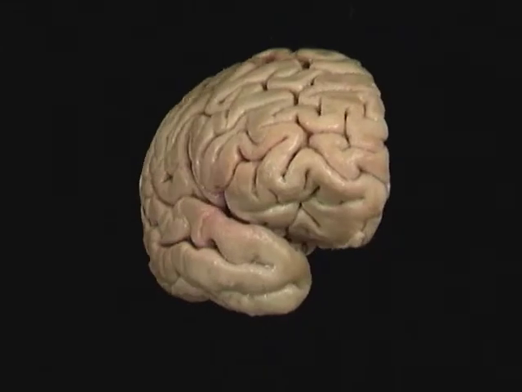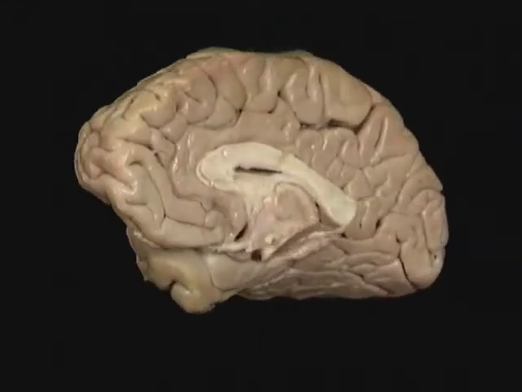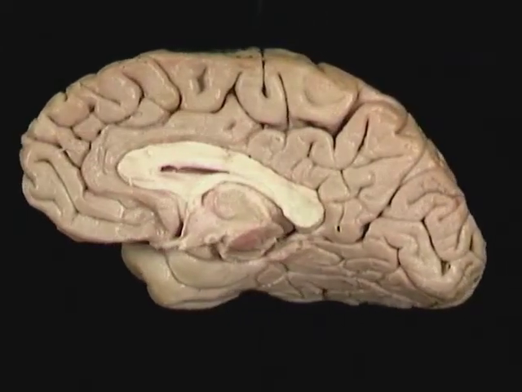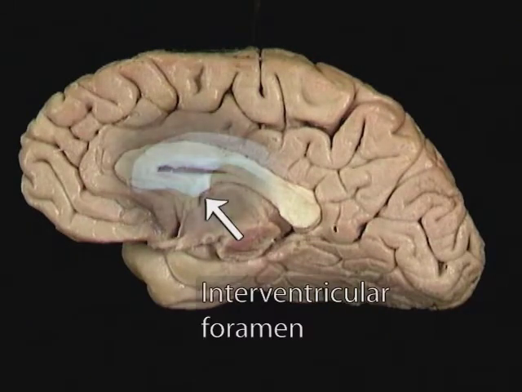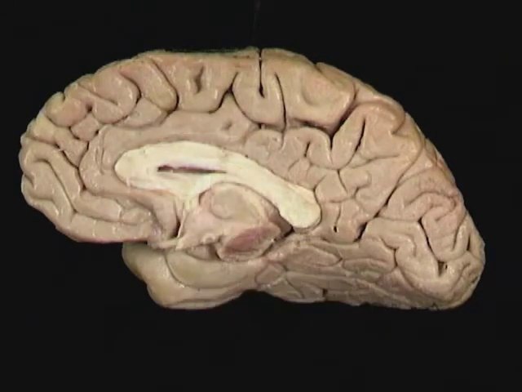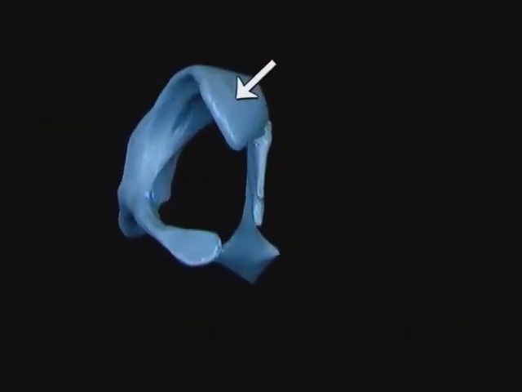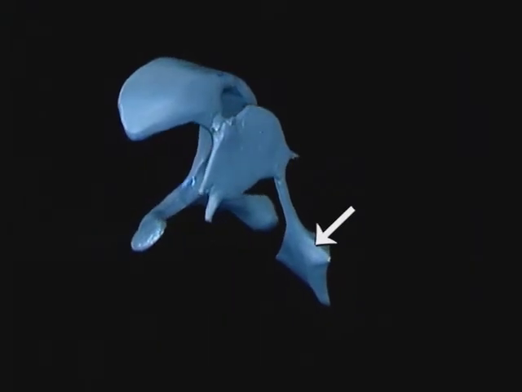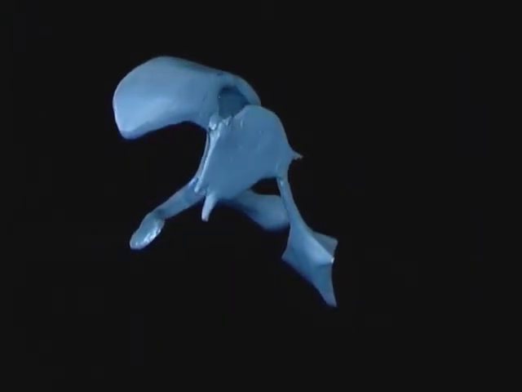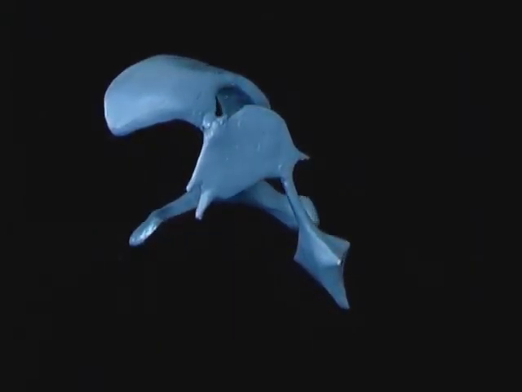To see where the lateral ventricle communicates with the third ventricle, we'll go round to a medial view. The communication is here, at the interventricular foramen. To see how the lateral ventricle, the third ventricle, and the fourth ventricle are connected, we'll look at a brain that's been divided in the midline.